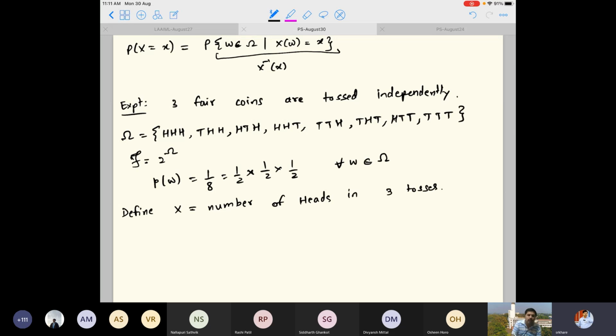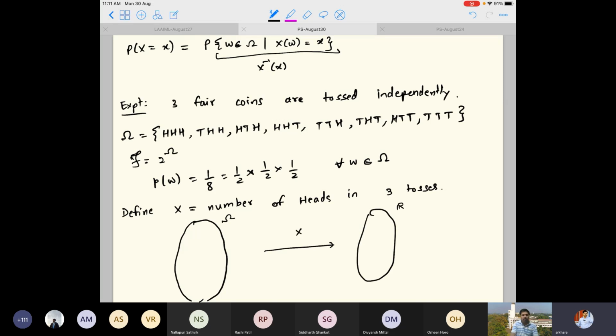And I try to represent this pictorially. So this is my Omega, and this is my set of real numbers. The mapping is going to be through X, and let me list these elements again: HHH, HHT, HTH, THH, HTT, THT, TTH, and TTT. These are the 8 elements that are sitting here. And suppose I have 0, 1, 2, 3. These are the real numbers coming here.